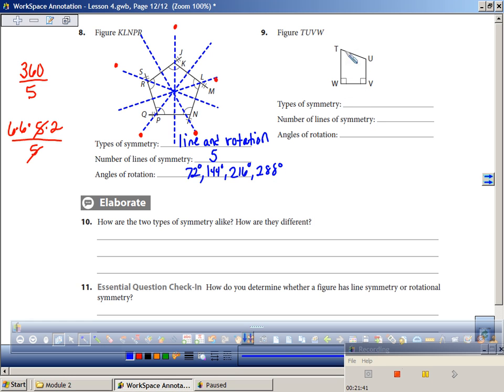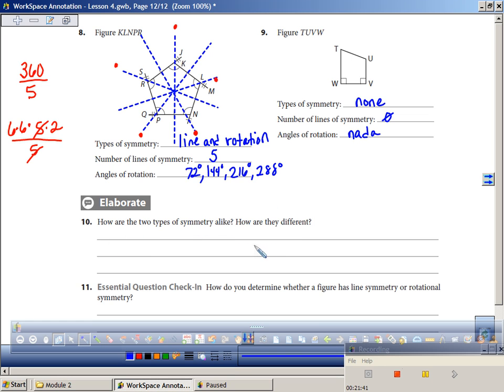How about this one? Does this have any type of symmetry? None. None. None. Nada. Nada. Zilch. Null.